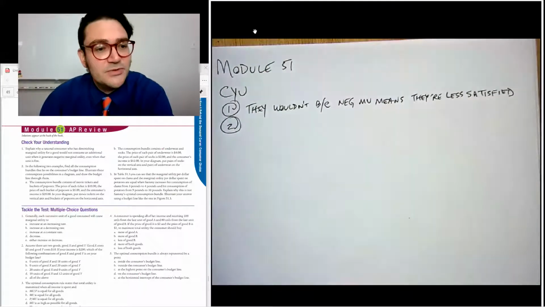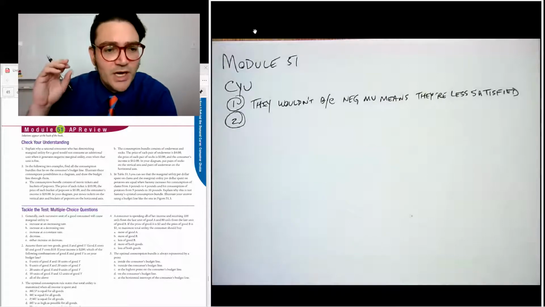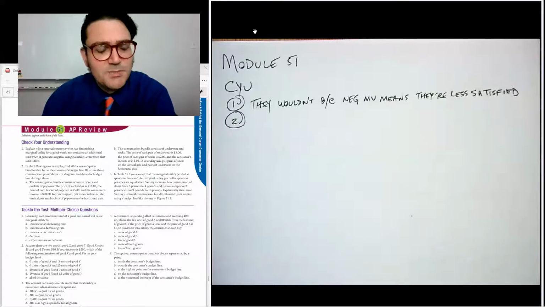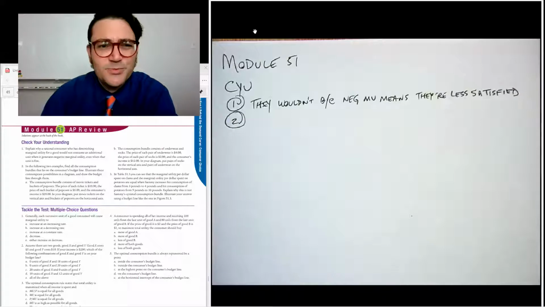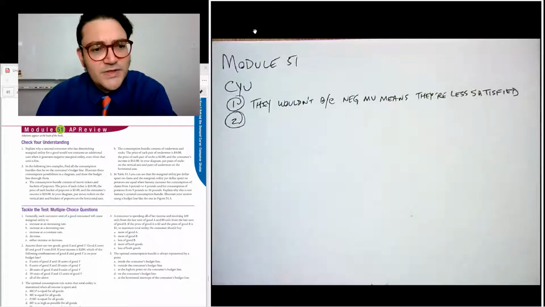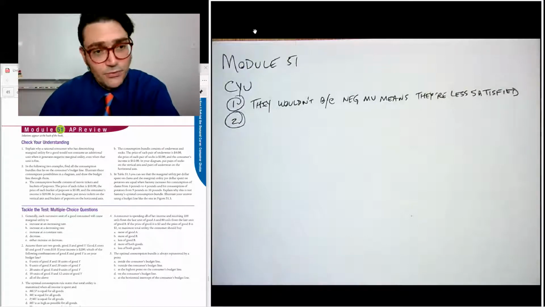Number two, in the following two examples, find all the consumption bundles that lie on the consumer's budget line. And again, budget line isn't something we talked about in the lecture, but it is in this module. So I'm going to go ahead and do these. You're probably not going to see too many questions that ask you to draw budget lines and things like that. Illustrate the consumption possibilities in a diagram and then draw the budget line through them.